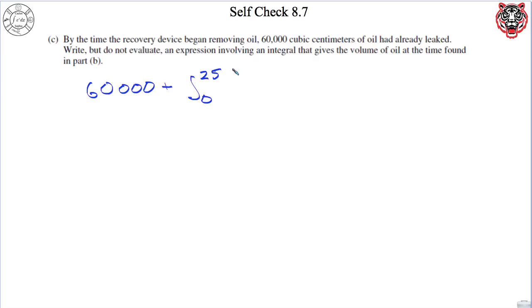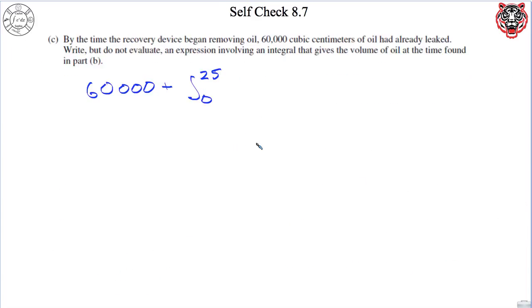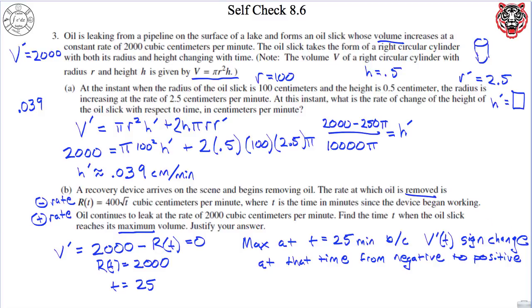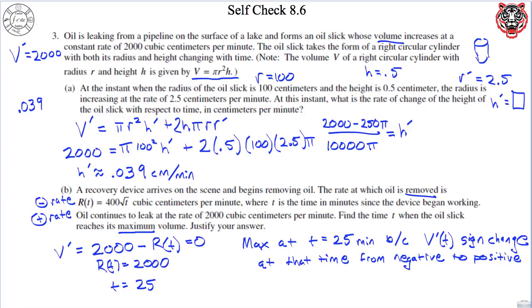And then we need our V prime function. Our V prime was 2,000 minus RT, so I'm just going to write 2,000 minus RT, all of that thing, dt. I could have written V prime of t since I formally defined it up here, but I'll just leave it like this. And there's our answer. So let's go back through this thing and score ourselves now.